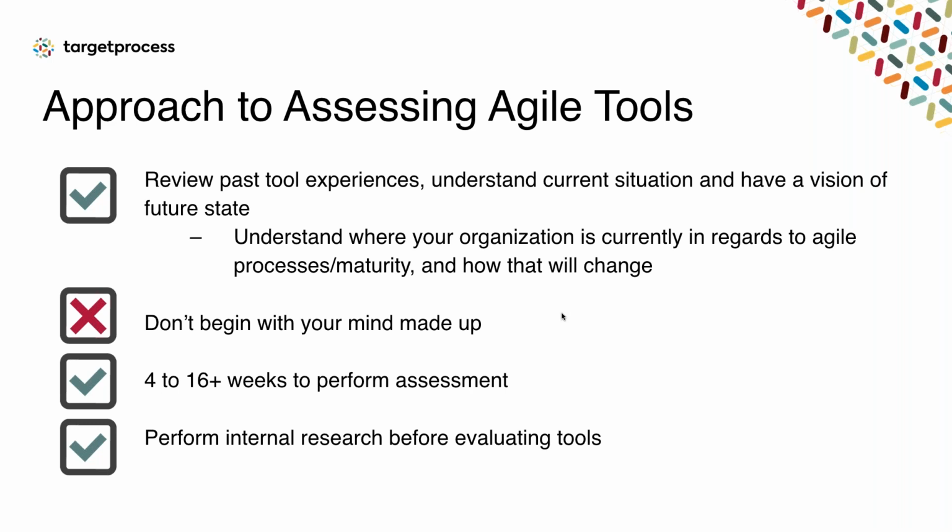And then take a real honest look at your current situation. Where are you, both in terms of your current Agile processes, maturity, and where you want to be down the road. Have a vision of your future state. Understand what you think will change. Don't plan too far ahead for the future, because it usually turns out we expect things are going to happen faster than they are. So focus mainly on where you're at today, but also where you want to go.